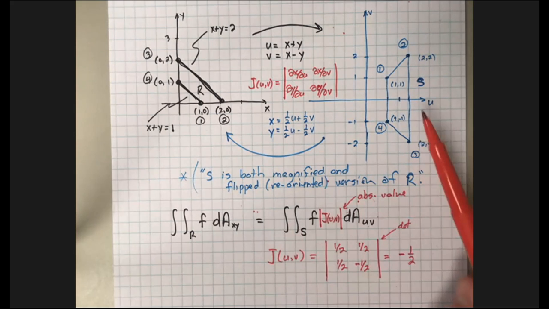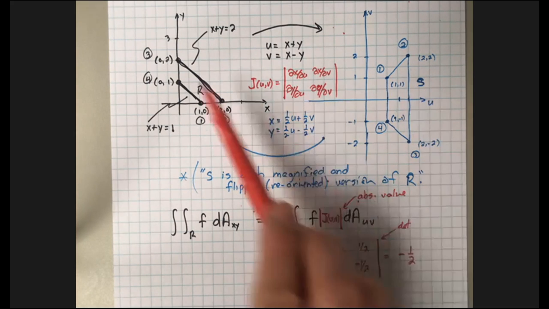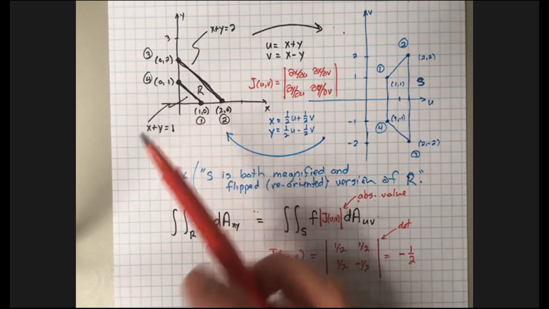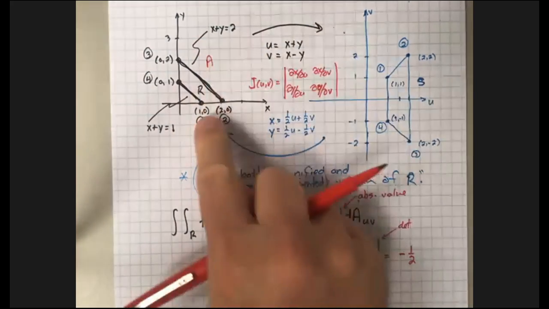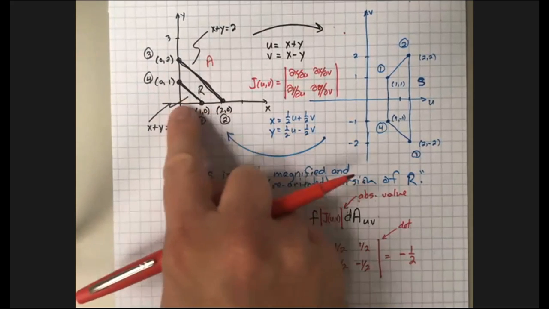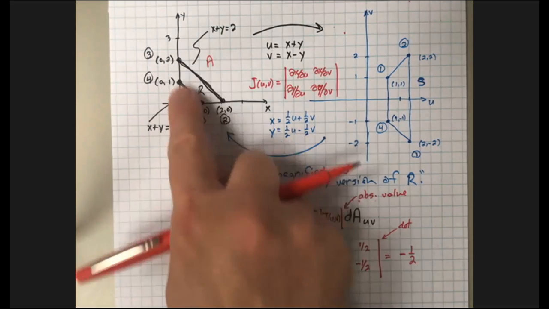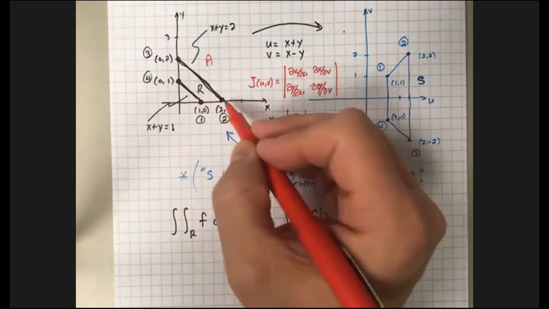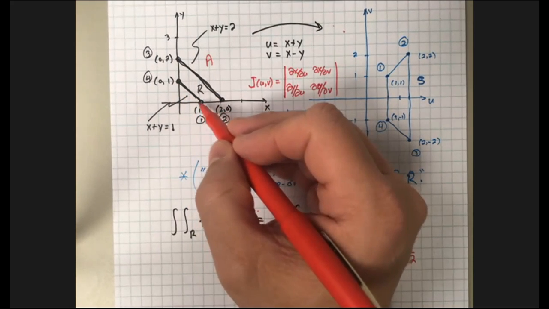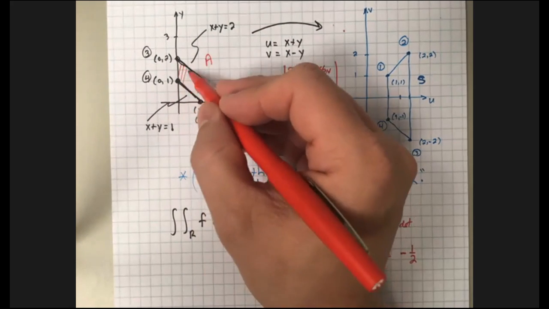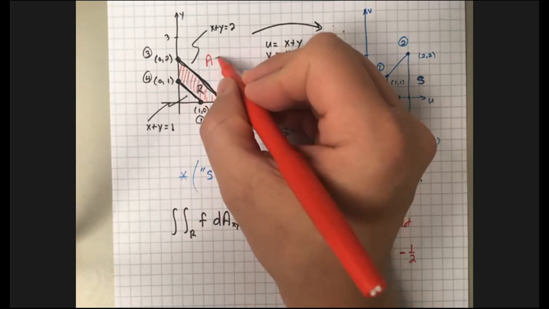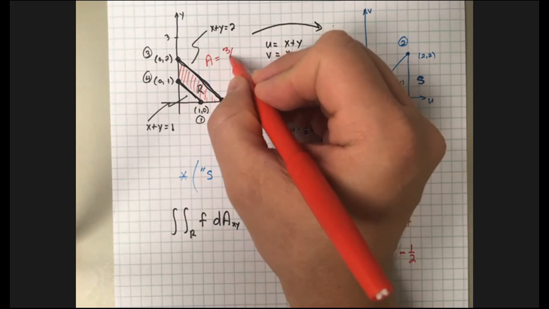In this problem, this area S is twice the area of this area R. In fact, you could do that by actually computing the areas. This is a large triangle, 1/2 base times height. Here, it's 1/2 times 2 times 2. This large triangle area is 2, and then you subtract this small triangle area, which is 1/2 base times height. Do you see 2 minus 1/2? This is area 3/2.